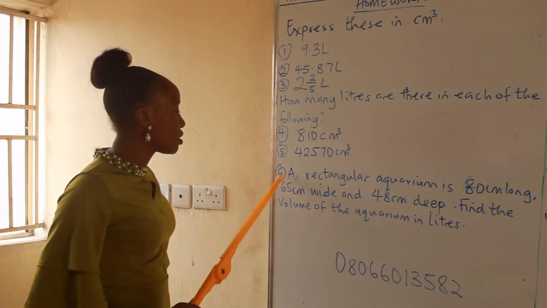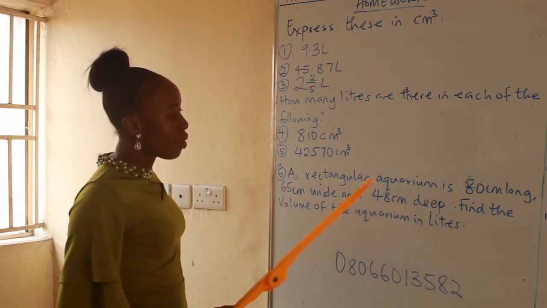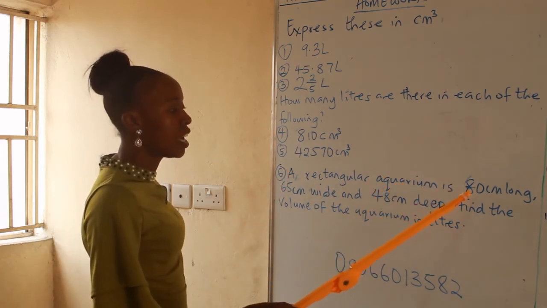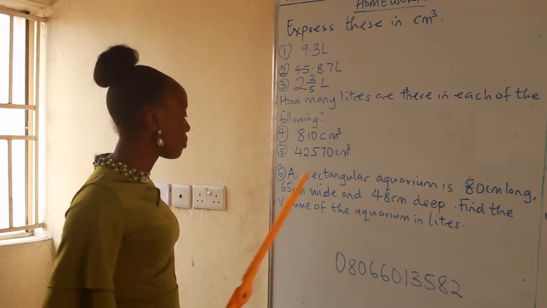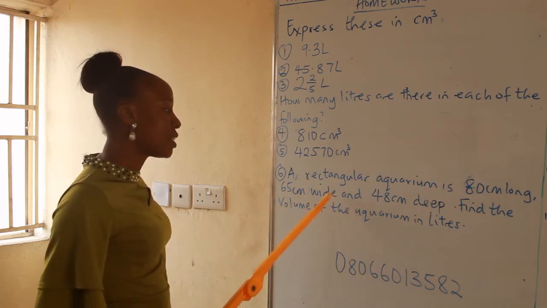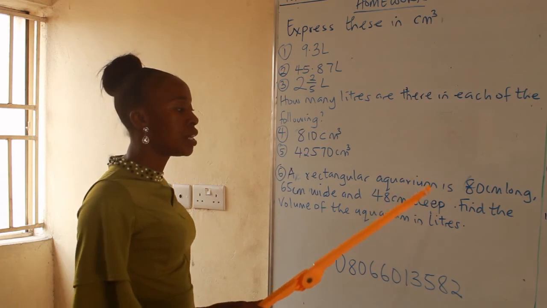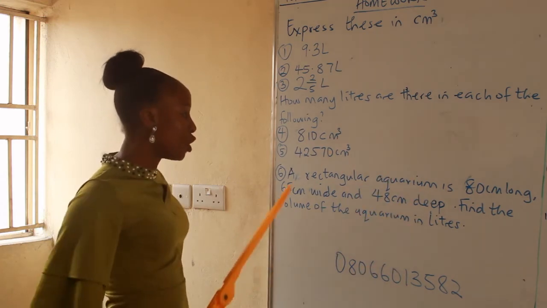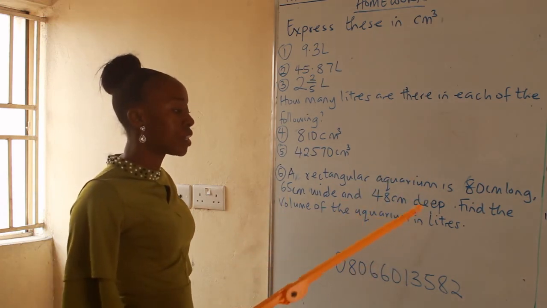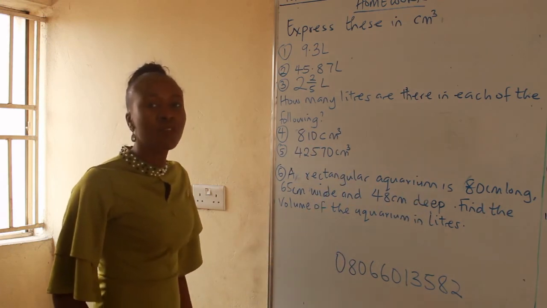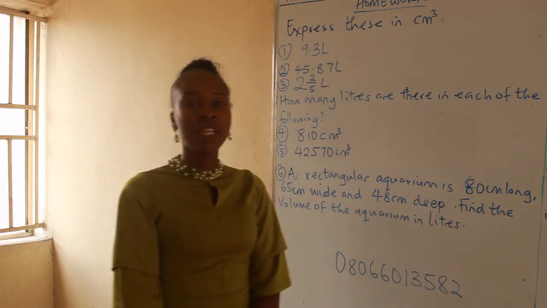And the last question is, a rectangular aquarium is 80 cm long, 65 cm wide, and 48 cm deep. Find the volume of the aquarium in liters.